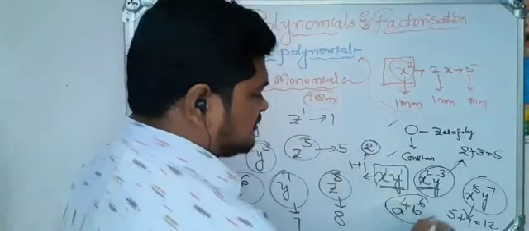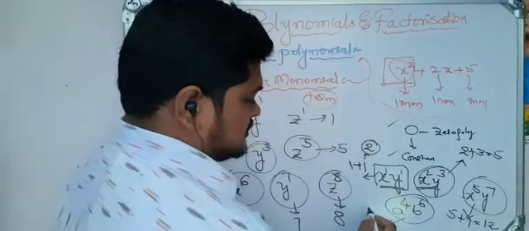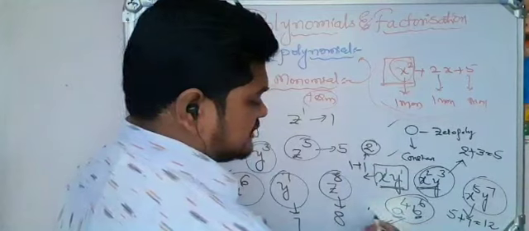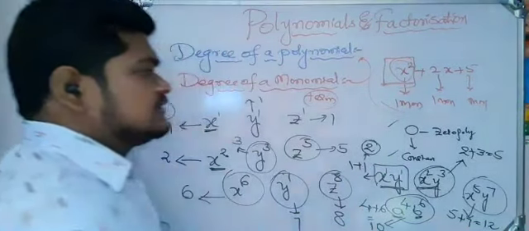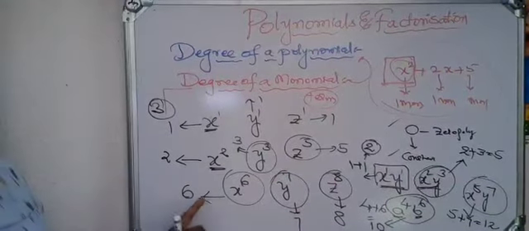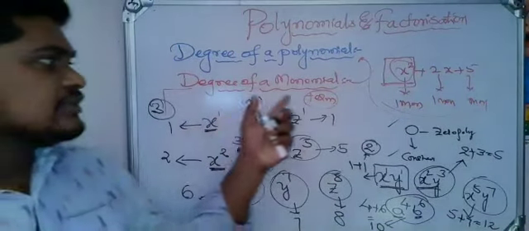Okay, next a power 4 plus b power 6. This is a variable, this is a variable. Add the two powers, 4 plus 6 is equal to 10. And these are the examples about the degrees of the monomials.